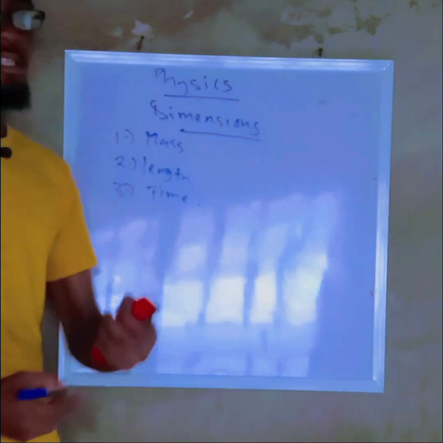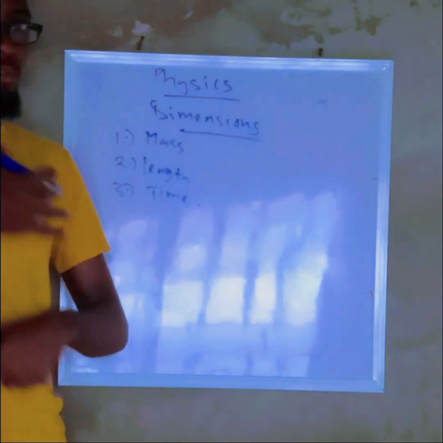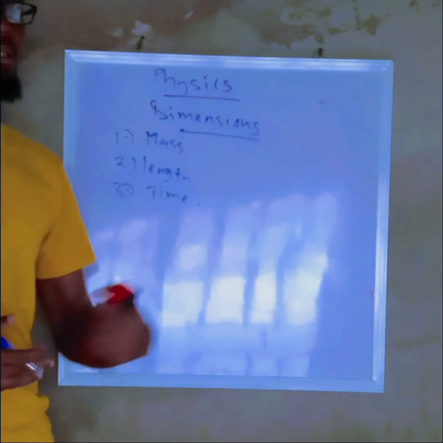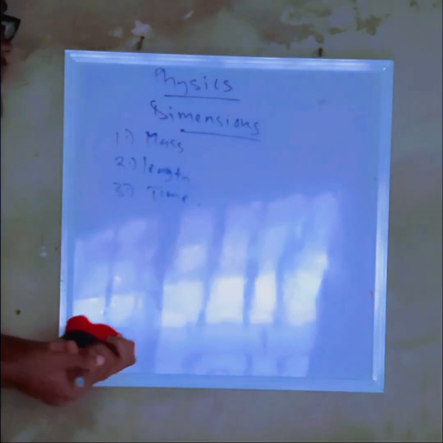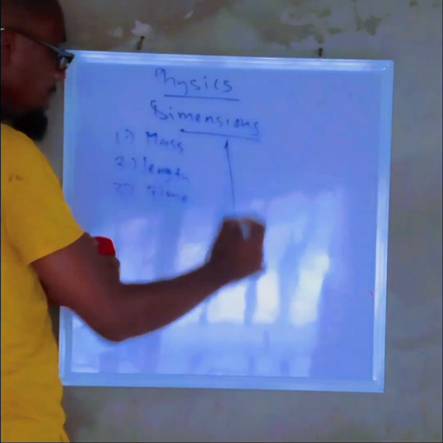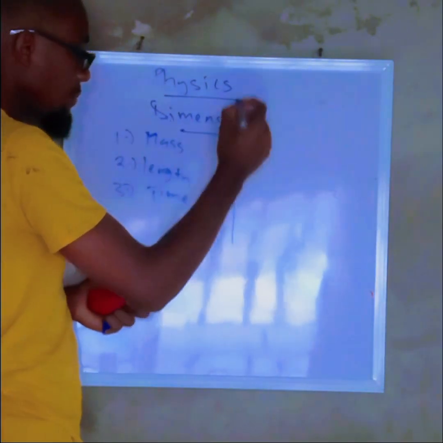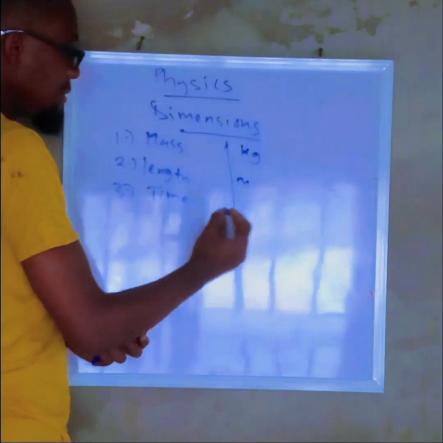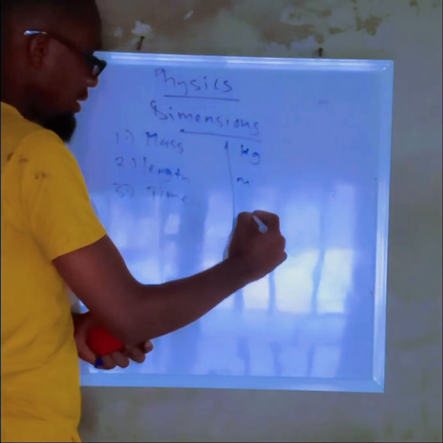So if I give a sequence in which an event occurred, I'm simply expressing that particular event per time. And we know that the standard unit for mass is kilograms. For length, the standard unit is meters. But for time, the standard unit is seconds rather.